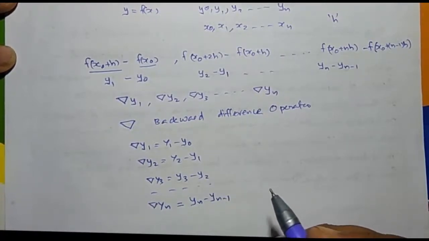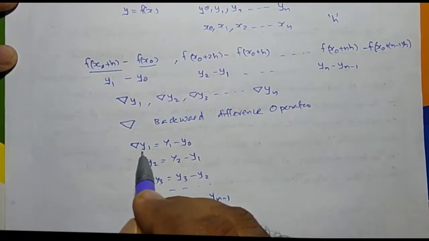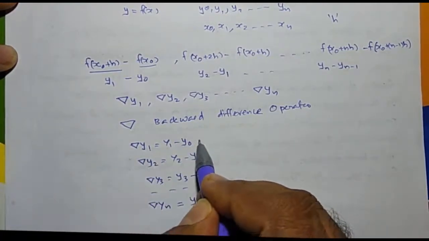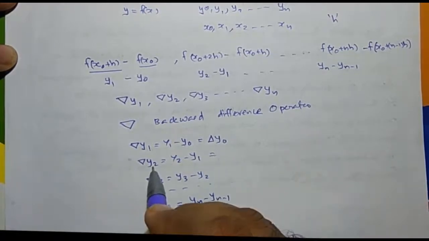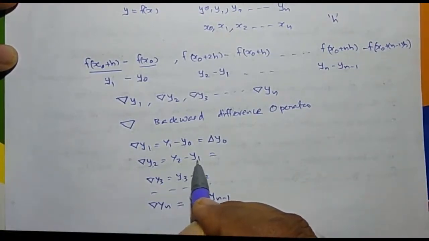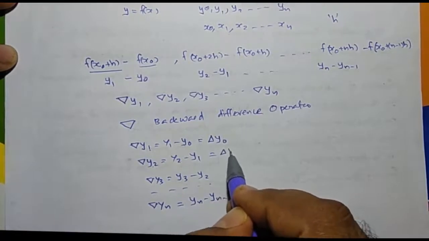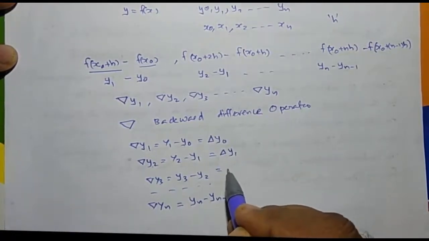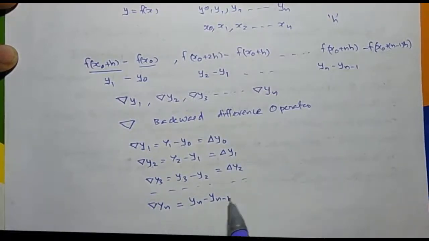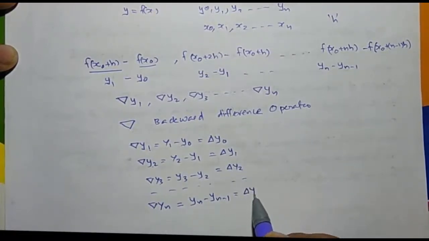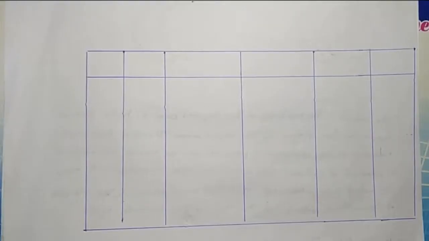If you look closely, you can see that this nabla y1 is nothing but delta y0, and nabla y2, which is y2 minus y1, is delta y1, and this is delta y2, etc. Nabla yn equal to delta yn minus 1. Like forward difference tables, we can create backward difference tables also. Let's make one backward difference table.